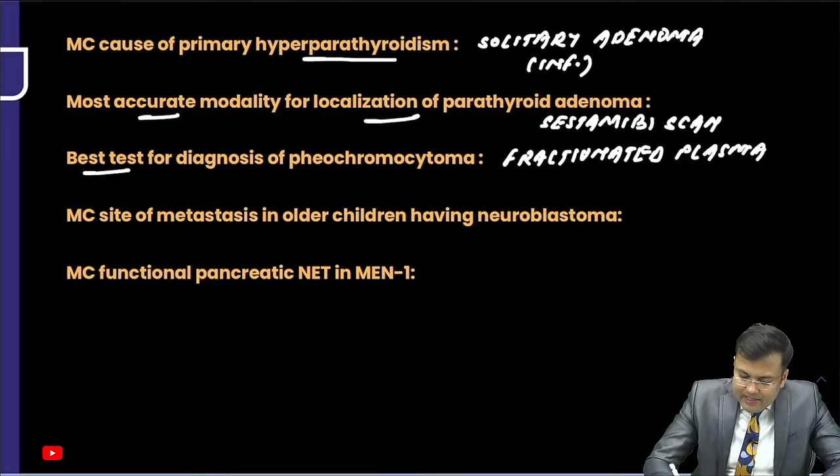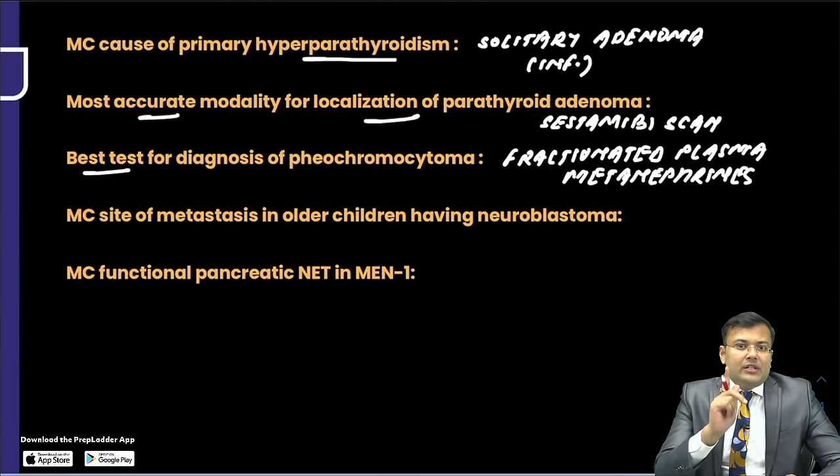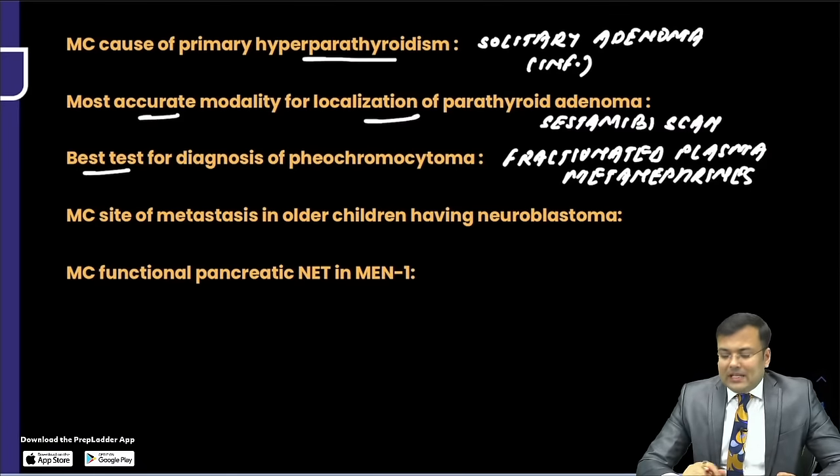Plasma metanephrines. And if the question is, what is the investigation of choice for diagnosis of pheochromocytoma? That is 24 hours urinary catecholamines and VMA. So read the question carefully. It is the best test, and best test is fractionated plasma metanephrines.